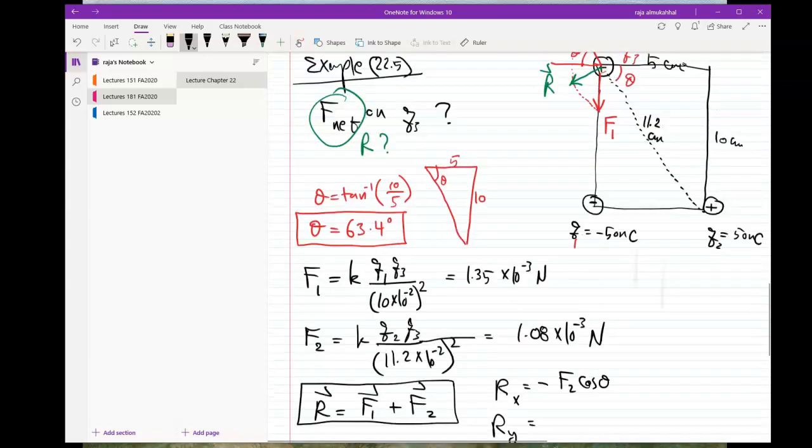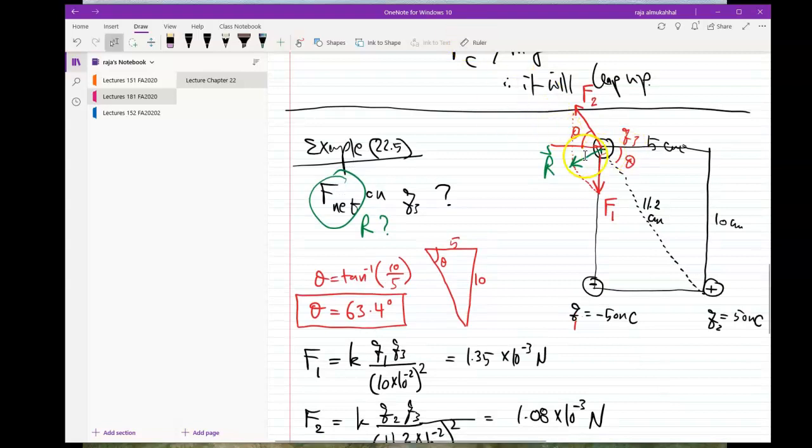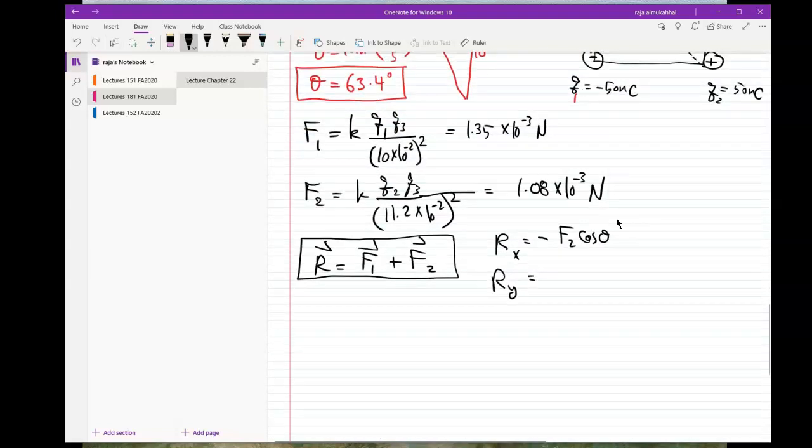Is that okay? I hope you're following me on that. So the R sub x is going to be this way, and that's going to be F2 cosine theta. R sub y, however, is two vectors. It's going to be F2 sine theta, up here, right? Minus F1. Make sense? So that's going to be plus F2 sine theta minus F1. You see why the minus comes in? I didn't put the minus here, but it's right here. See what I'm saying? Okay, so there we go.